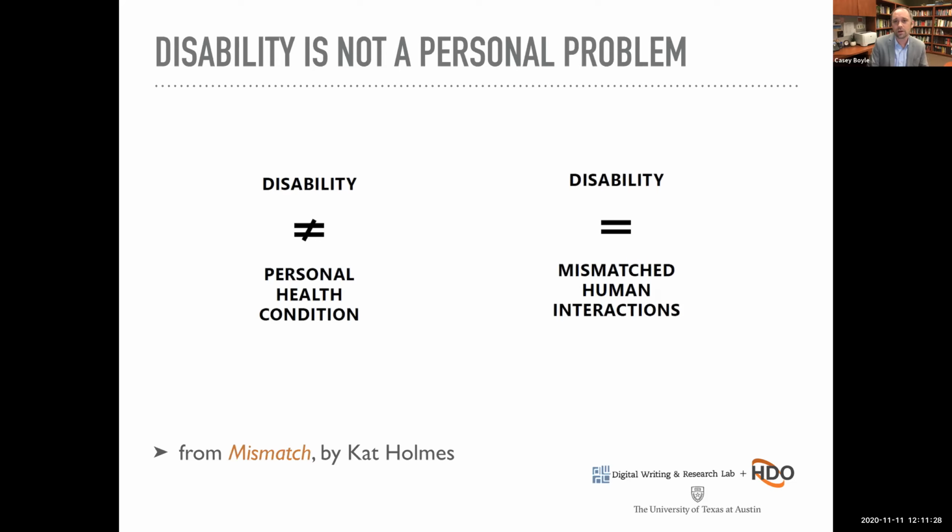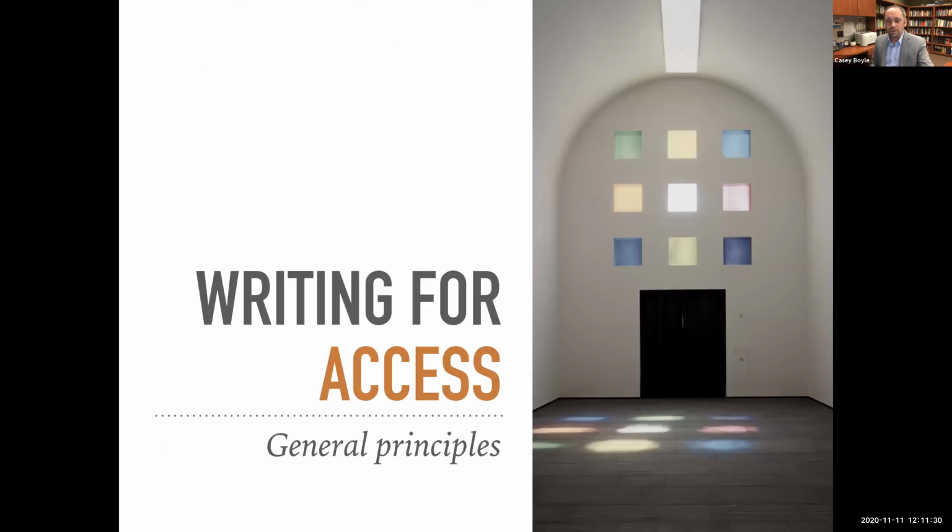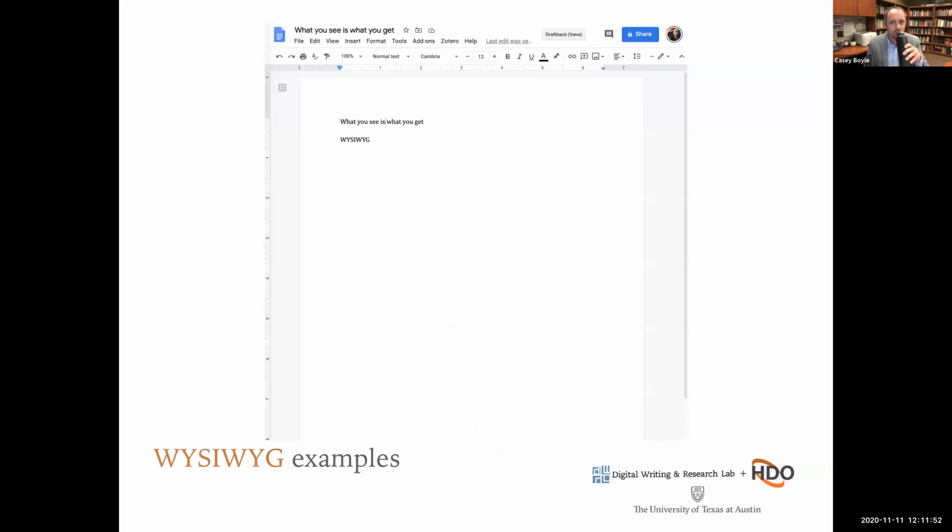All right, so I'm going to move into the major talk today. What I'm here to talk about today is writing for access. And we typically think about, like I said earlier, we think about accessibility in terms of mobility, in terms of architecture, and getting one's body from one place to another. But we don't usually think about accessibility in terms of writing. So I'm going to start with the lowly word processor.